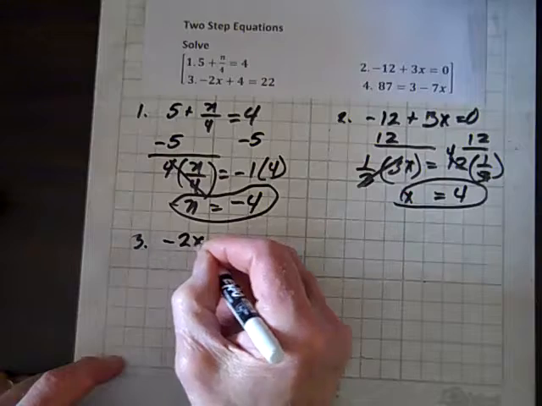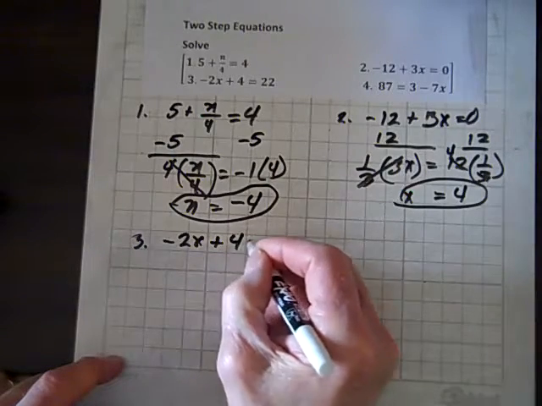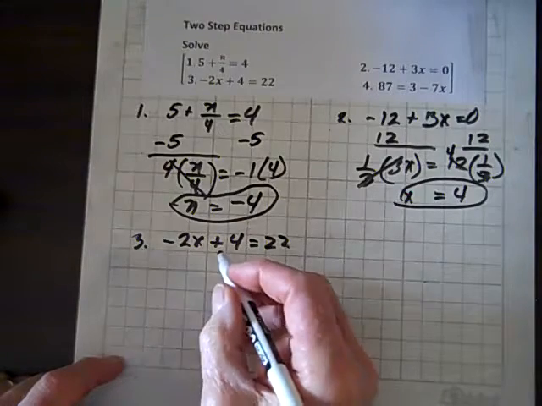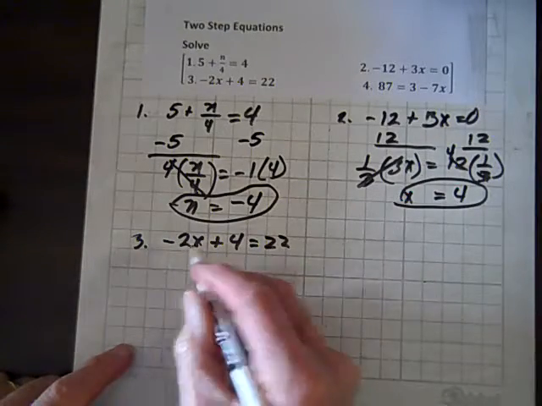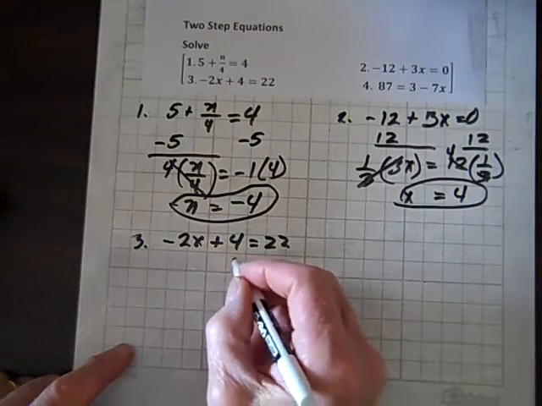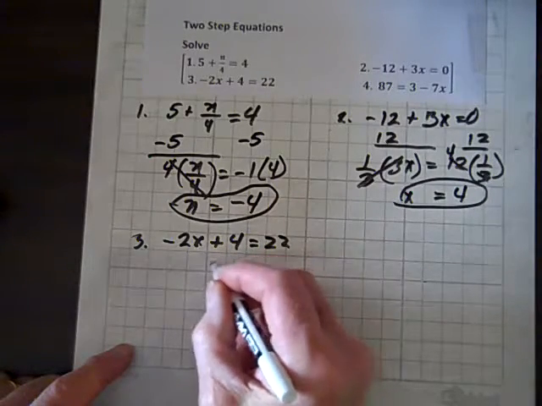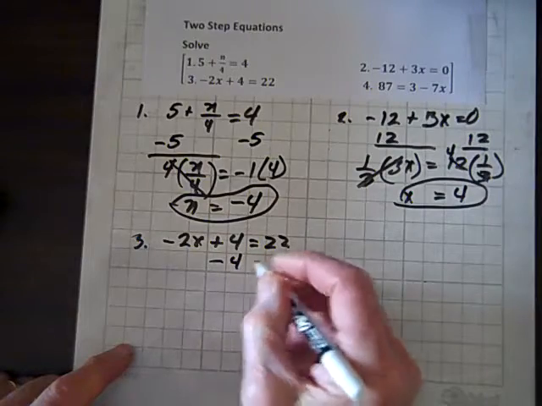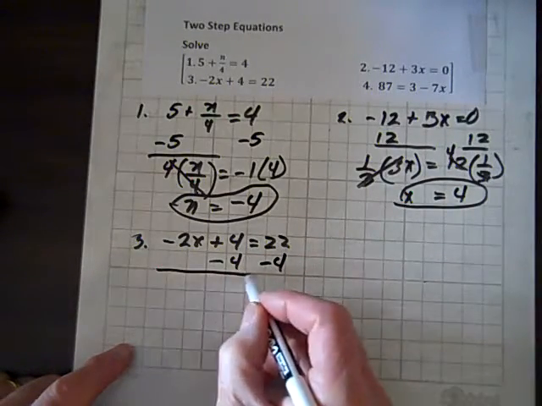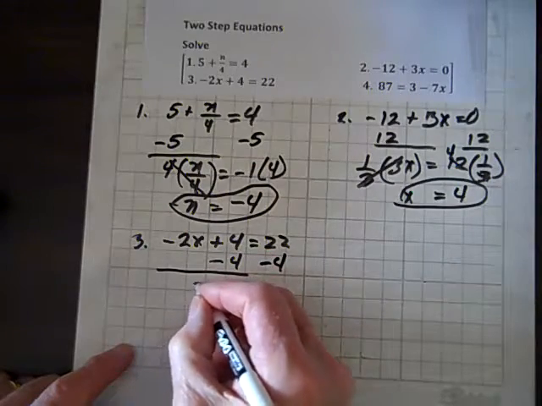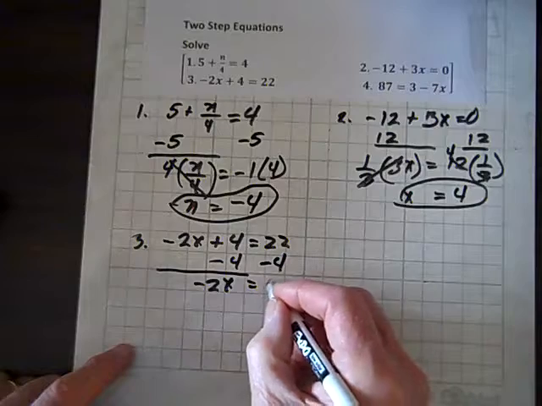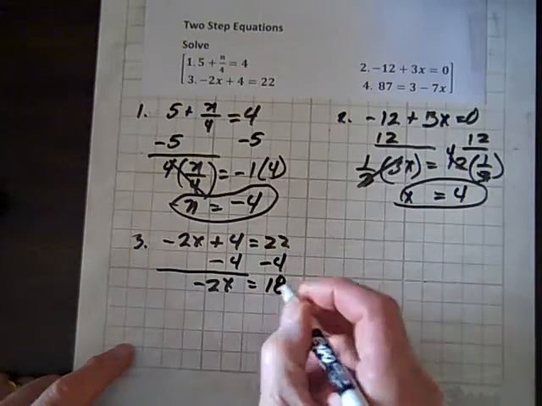Number 3, minus 2x plus 4 equals 22. So we'll isolate the term with the variable in it, so we need to get rid of this 4, so we'll add negative 4 to both sides. And when we do that, the 4's add out and we get minus 2x equals, and the sum of those two is 18.